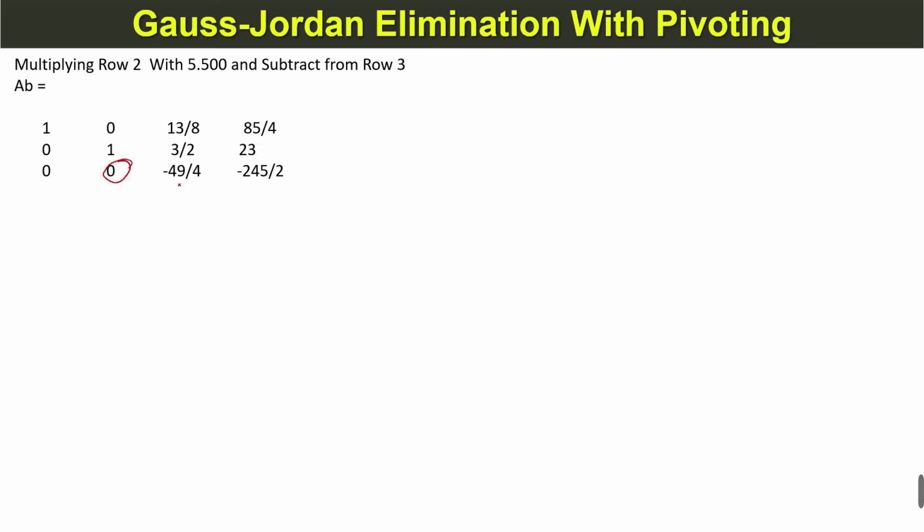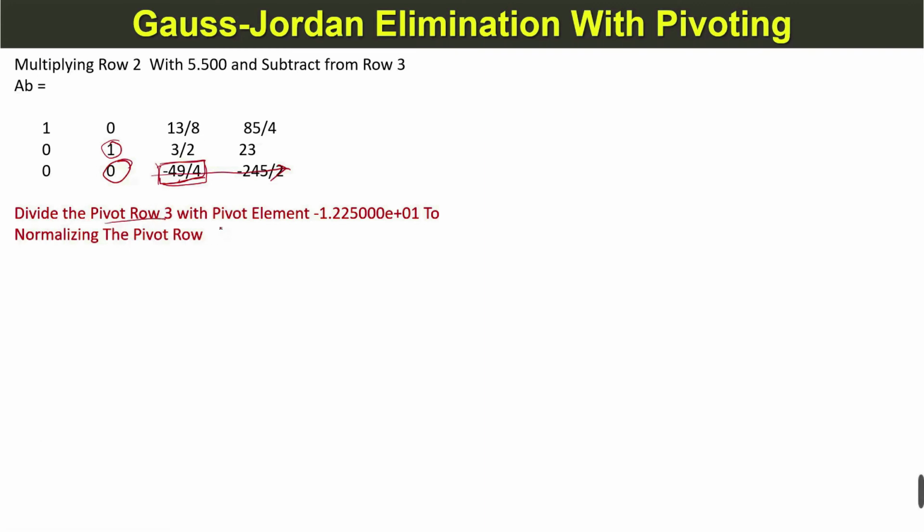So we do pivoting always. First we check whether the pivot coefficient is 0 or non-zero. In this case we also see if the pivot coefficient is 0. If so, we exchange the order of the rows. In this case the pivot coefficient is again non-zero, so we now normalize this pivot row by dividing the pivot row 3 by the pivot element, this one, to normalize the pivot row.